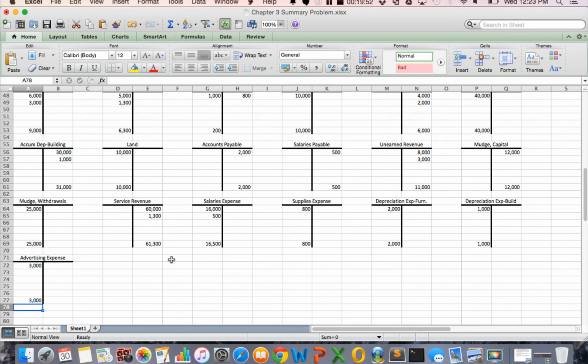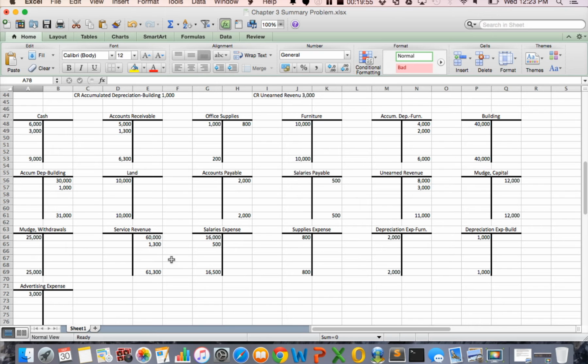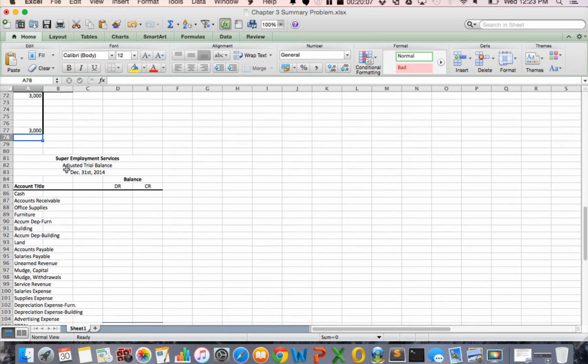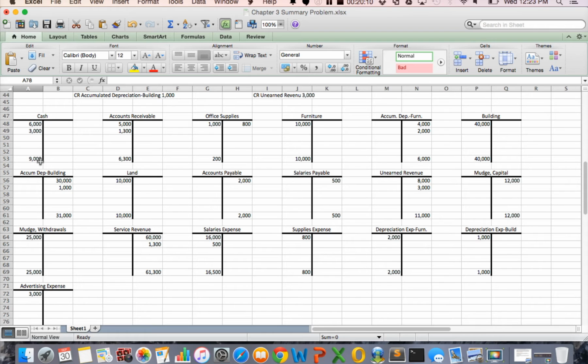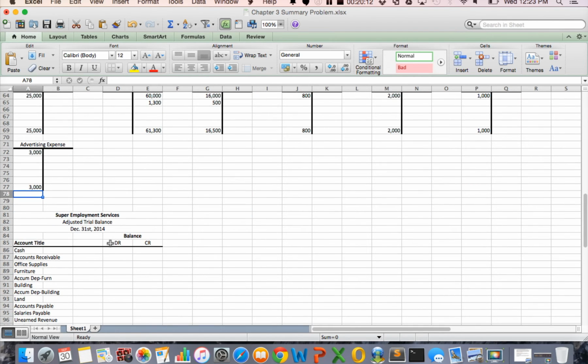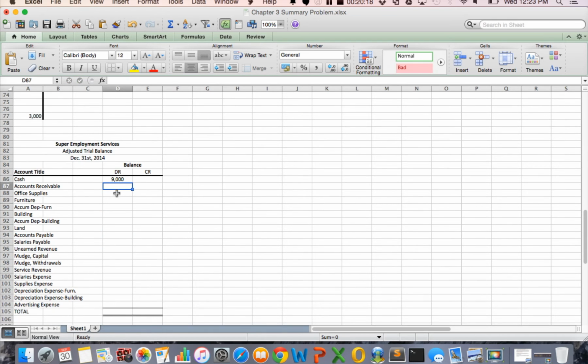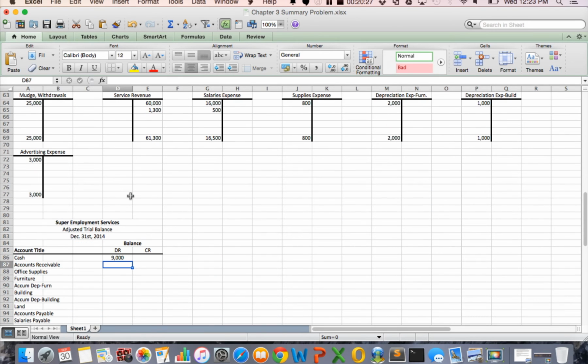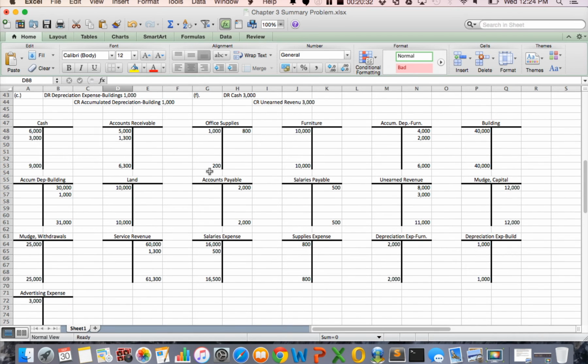Okay, so now that I have a total for each one of these T-charts, I know what the balance is in each one of those. I'm just going to take that balance and plug it in to my adjusted trial balance. So start with cash. Balance was 9,000 debit. So I put 9,000 on the debit side here. Remember, other than the total line, you should only have information on either the debit or the credit side for each one of these. Accounts receivable, 6,300 debit. Office supplies, 200 debit.